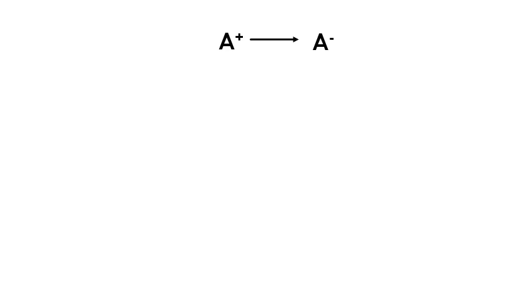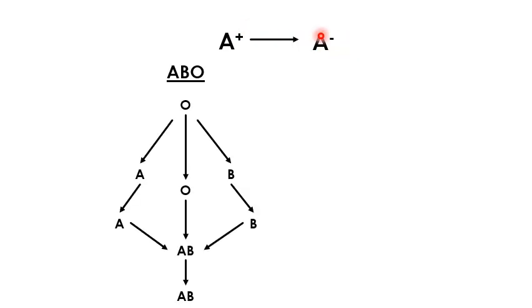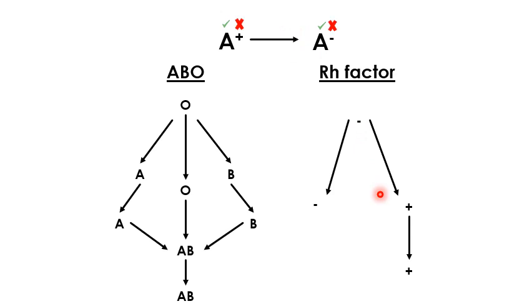So let's take a look at some examples. The first example is, can blood type A positive donate to A negative? If we look at the ABO system, blood type A can donate to blood type A. But if you look at the rhesus factor system, positive cannot donate to negative. Because the antibodies in your negative will be Rh antibodies, and on the positive you will have the Rh antigen, a positive cannot donate to a negative. So this donation would not be successful and it would lead to a transfusion reaction.